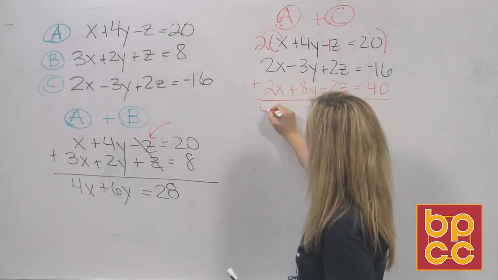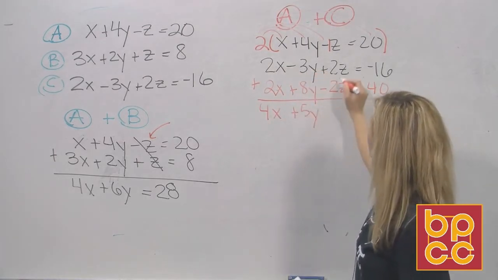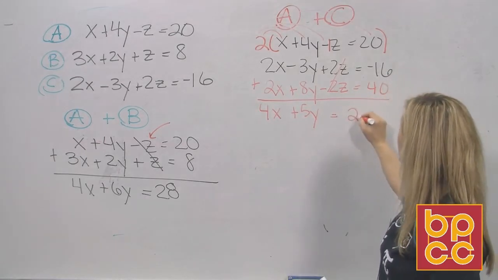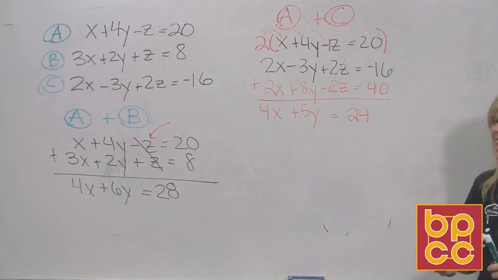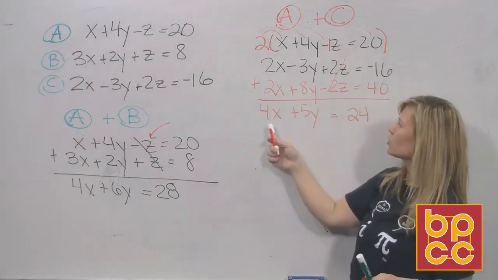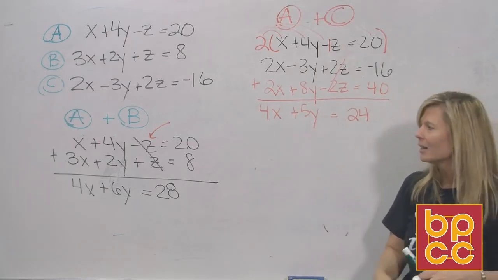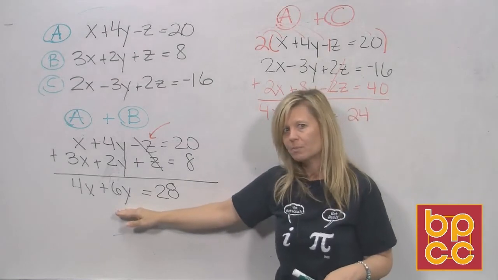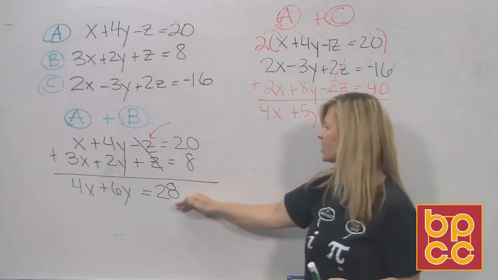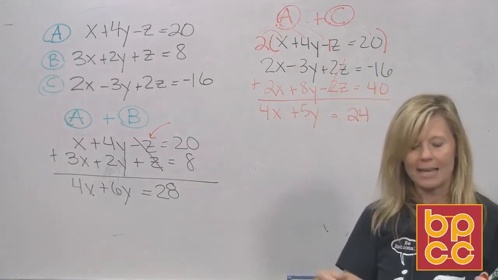2x and 2x is 4x. Negative 3y plus 8y is positive 5y. The z's cancel. Negative 16 and 40 would subtract to make 24. Again, you've done a major accomplishment. You went from having 3 variables to 2. Now guys, you're back to what we did in Module 8a. If this equation has 2 variables and this equation has 2 variables, that's what you're going to do. You're going to put them together now and do elimination one more time to get an answer.